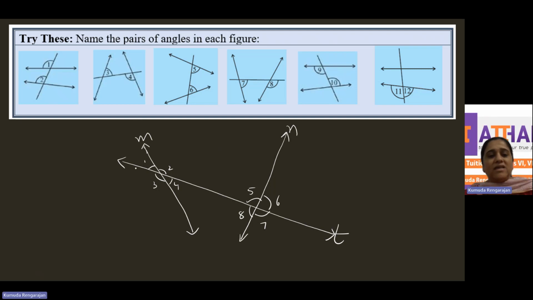So here, what are the angles above the transversal? 1, 2, 5, 6. Name the angles below the transversal. 3, 4, 8, 7. Okay, for corresponding angles: 1 and 5, then 2 and 6, then 3 and 8, 4 and 7. Harini, alternate interior angles.